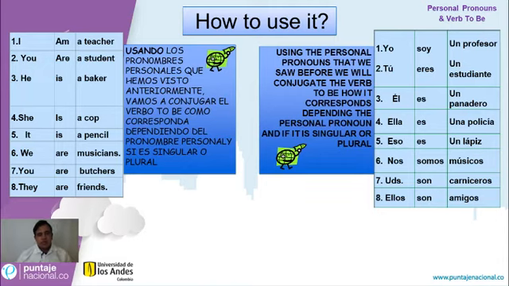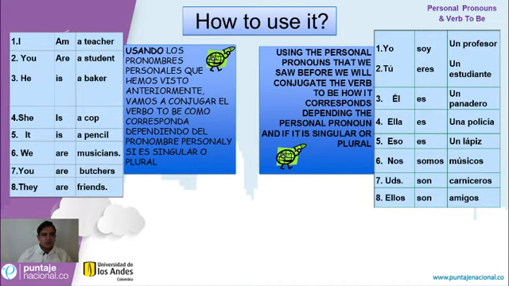This "am" in the past tense turns into "was." Okay, I was a teacher. Here you have "you were a student." Yes, you are a student. That turns into "were" in the past. You were a student. "He is a baker." With "he," we will use "was." Okay? "Is" turns into "was."